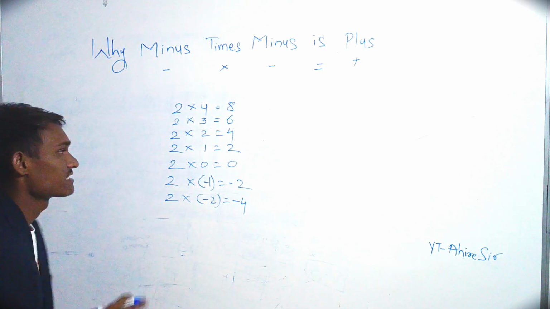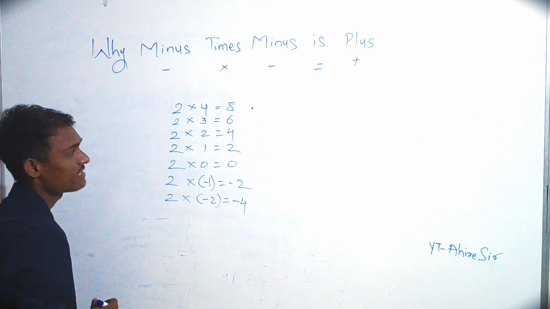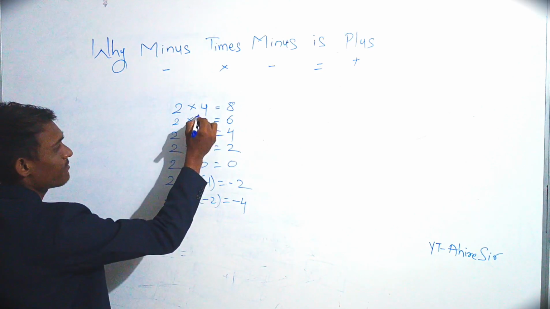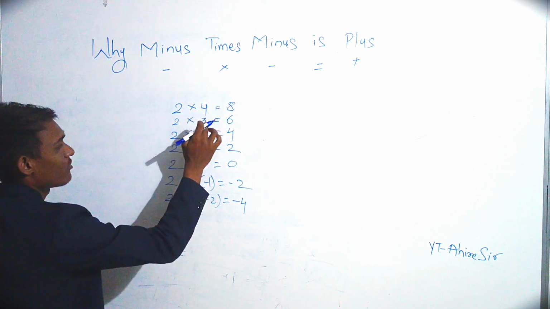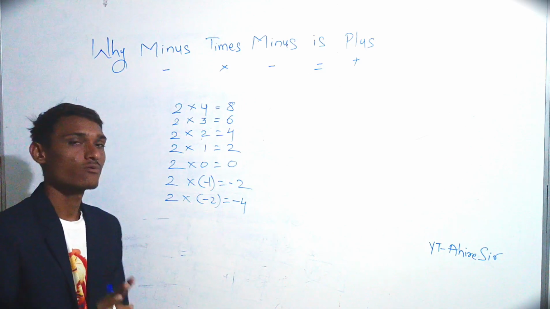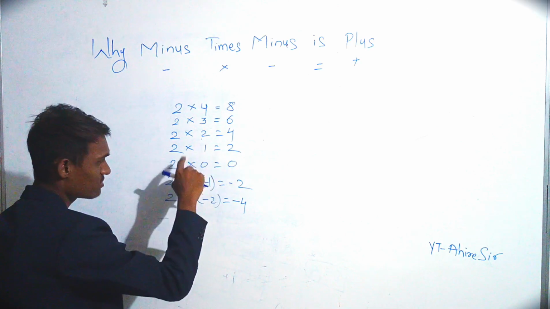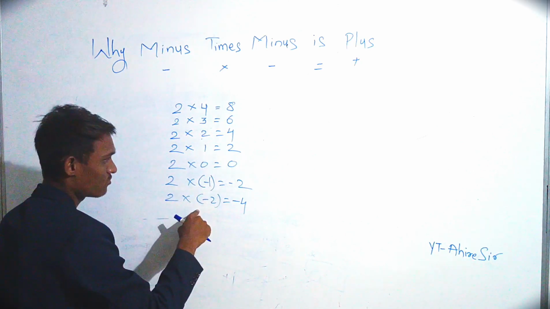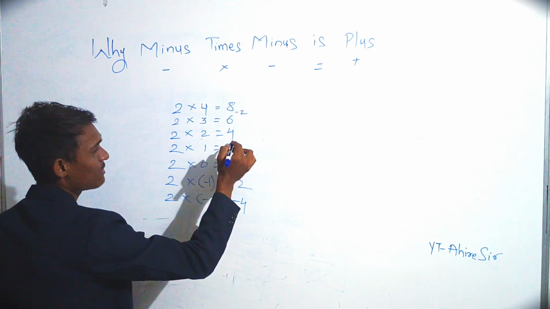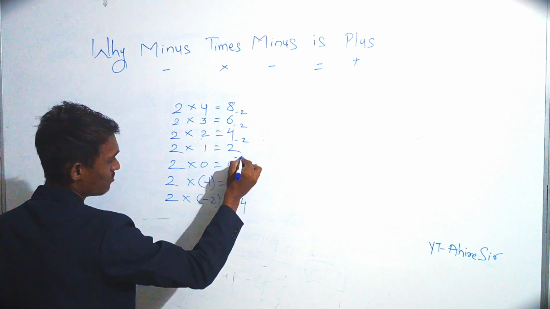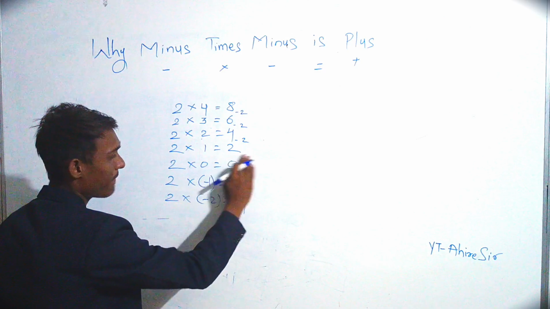Okay, got it? This is one pattern. When we fix the first number as 2, the second number reduces by 1 each time: from 4 we reduce 1 to get 3, then 2, 1, 0, minus 1, minus 2. And the difference between two consecutive values is minus 2 every time. This is pattern one.